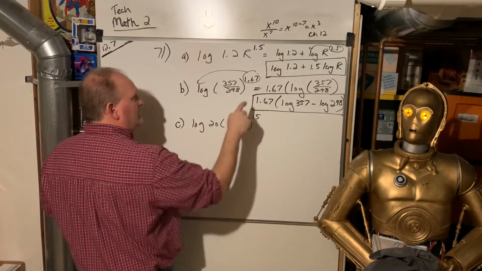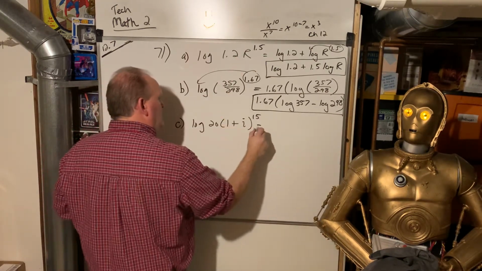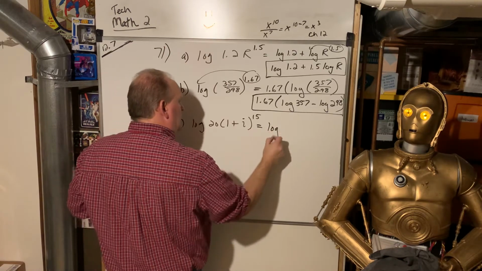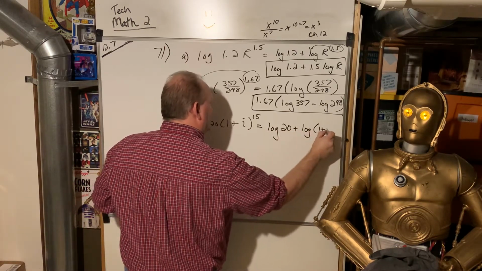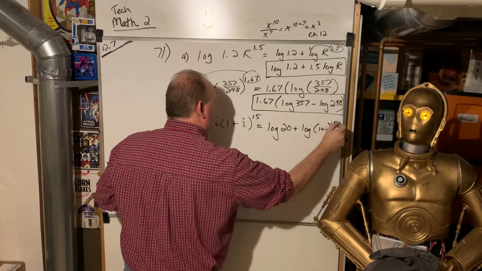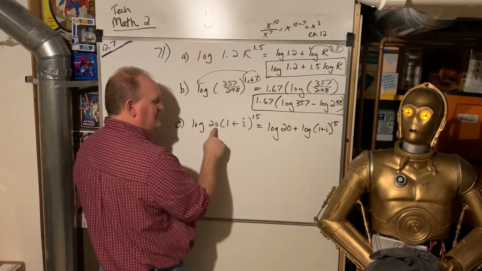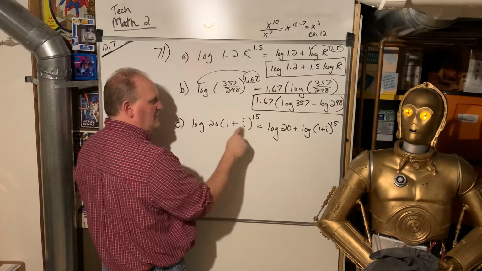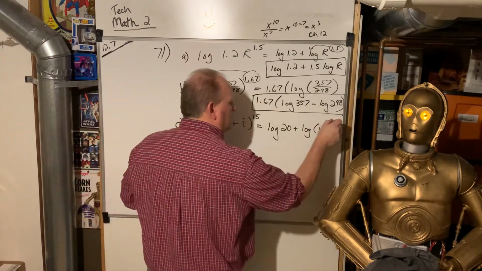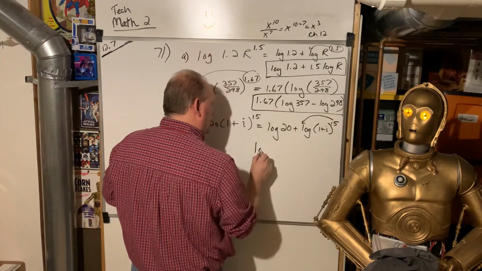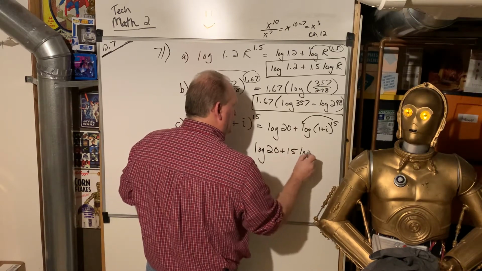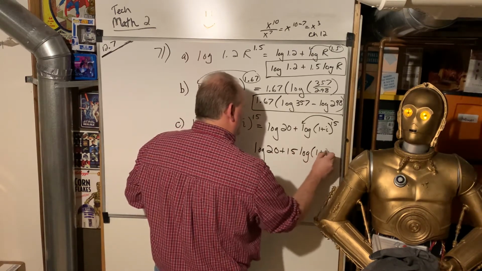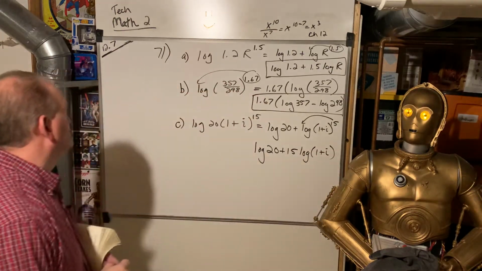All right, same thing. This one's really the same as that one. It's just the log of 20 plus the log of 1 plus I raised to the 15th power. So that 15th power has nothing to do with the 20. It's only on that 1 plus I. So we bring that down front, and our final answer is log 20 plus 15 log 1 plus I. All right.